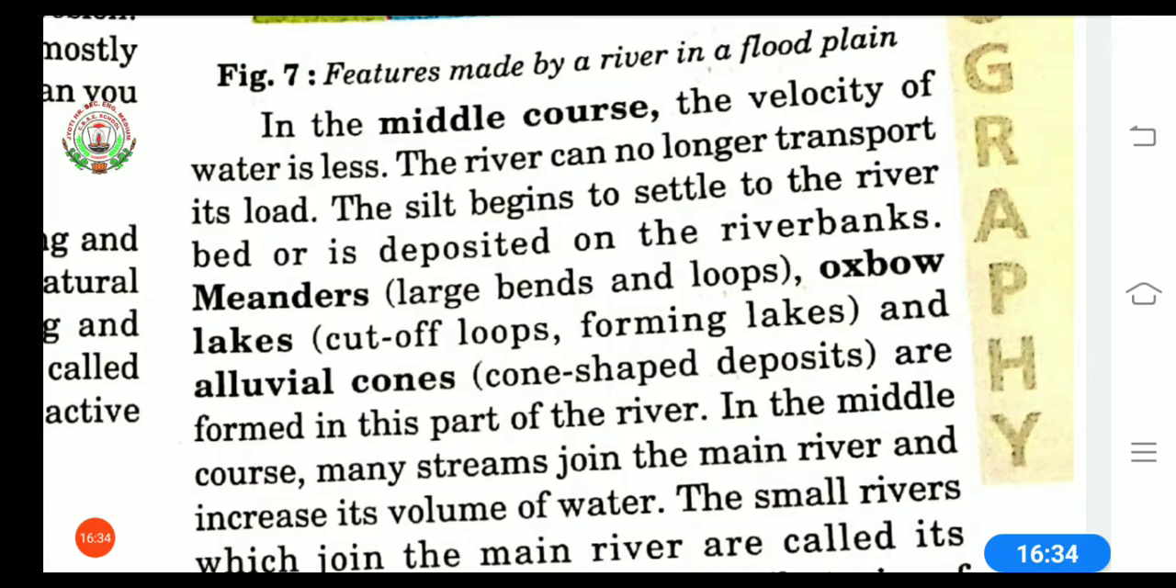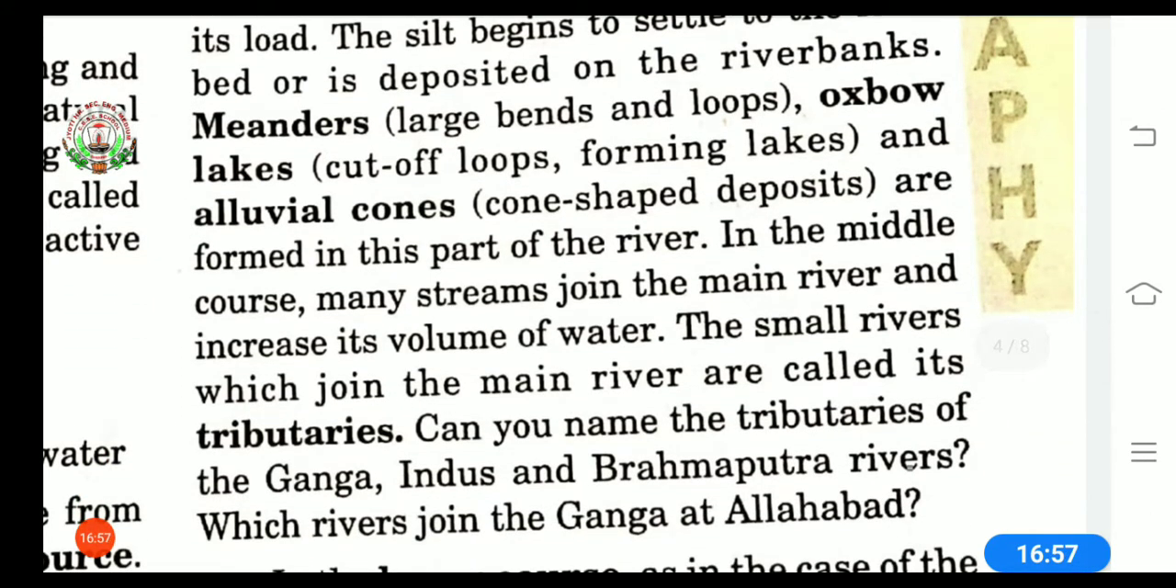We are having meander here, that is large beds and loops, then oxbow lakes, that is cut off loops forming lakes, and alluvial cones, that is cone shaped deposits. They all are found in this part of the river. Now in this course many streams join the main river and increase its volume of water. Streams mean that small rivers, they are joining main river, and because of that speed and the volume of water will be increased. Now the small rivers which join the main river, they are called tributaries.